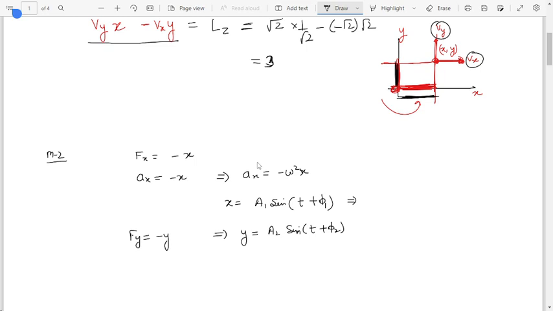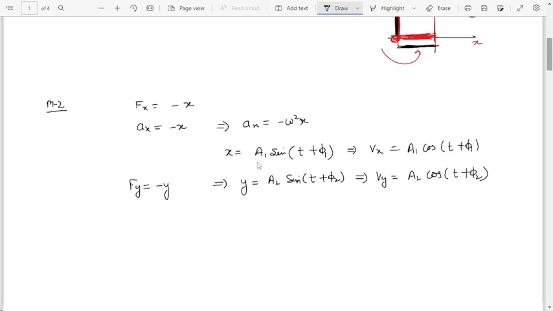If you differentiate this, you're going to get velocity in x, which will be equal to a1 into cos of t plus phi 1. Similarly, Vy will be equal to A2 into cos of t plus phi 2, right? Now, we can find the value of A1, A2 and phi 1, phi 2 using the initial conditions at t equals to 0.